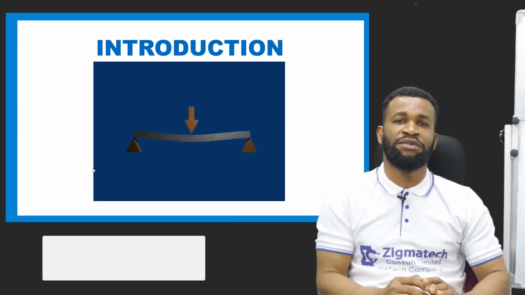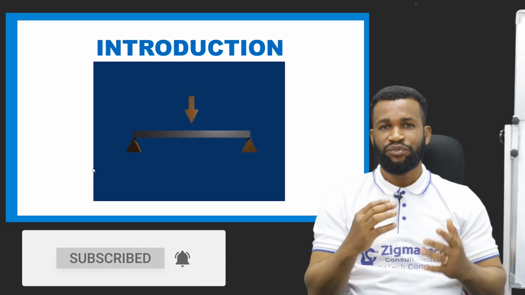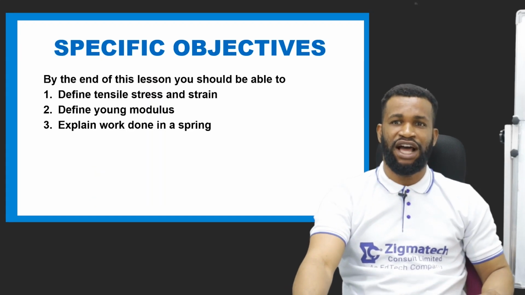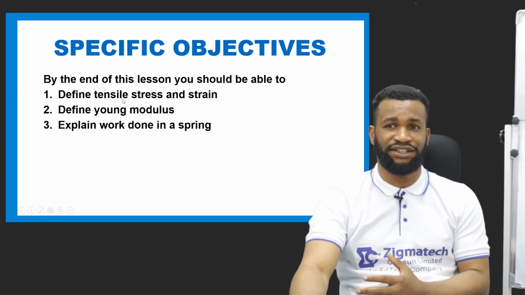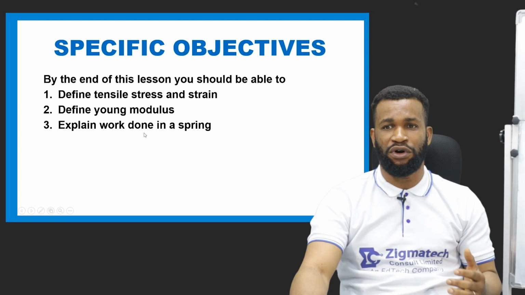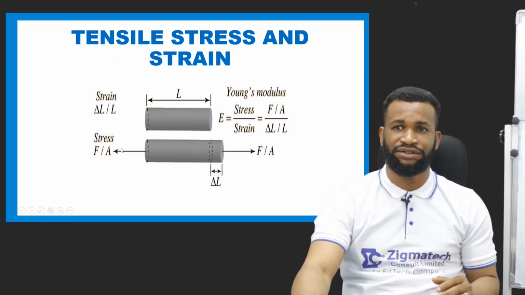Now, there are some other parameters you have to consider for you to be able to understand what this elasticity is. Before you end this class, you should be able to define tensile stress and strain, define Young modulus, and explain the work done in a spring or work done in elastic materials.